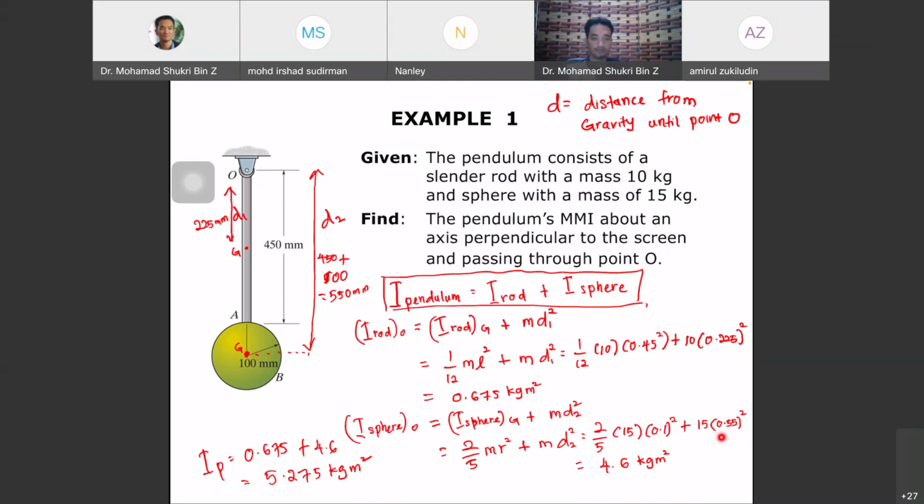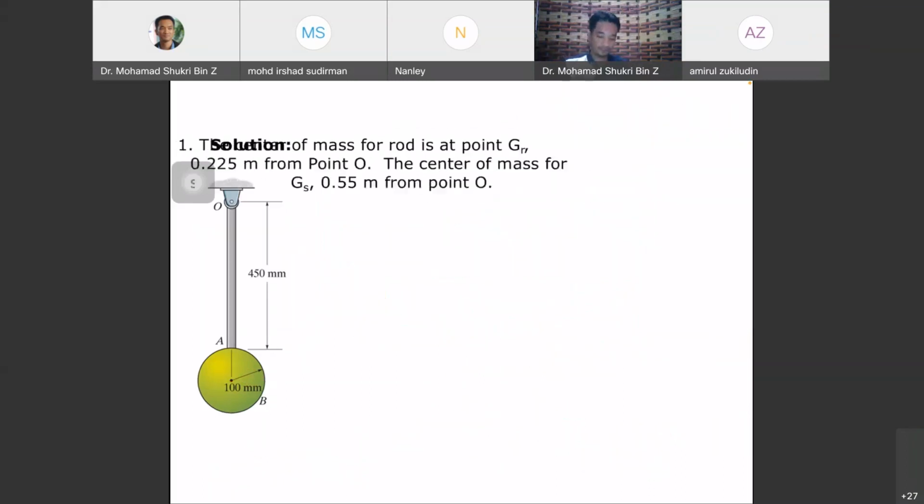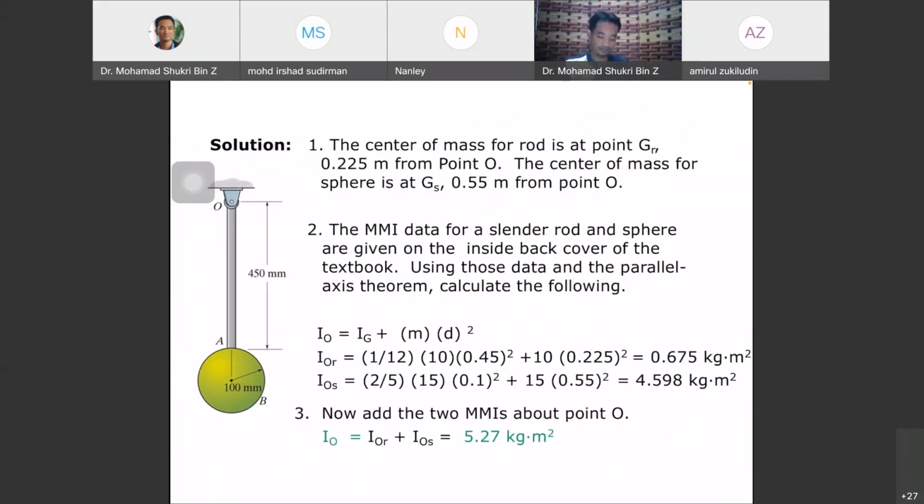So this is 550 mm. Okay. So ini distance from gravity untuk rod, so ini distance from gravity sphere sampailah point O. Okay. So itu adalah mass moment of inertia lah. Okay, how we want to transfer from one point to other points. Solution, so boleh tengok lah.